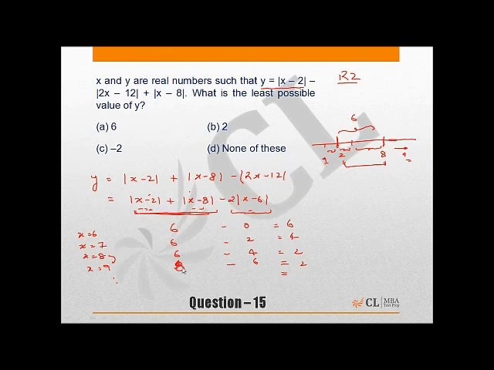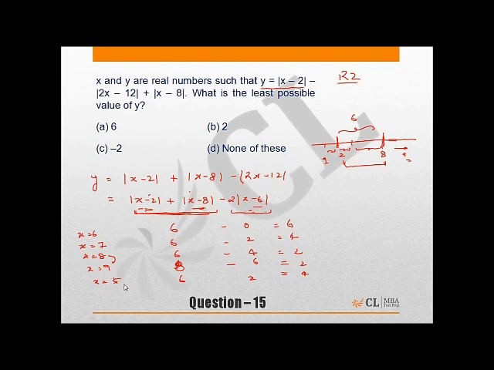The reason is, for every value beyond 8, each one of them will keep increasing by 1, and this will also increase by 1 into 2, 2. So this will be here. But what if we go in the other direction, x equal to 5? Again this will be 6 only for x equal to 5, but this will be 5 minus 6 is minus 1 or 1 into 2, 2, which will be 4.